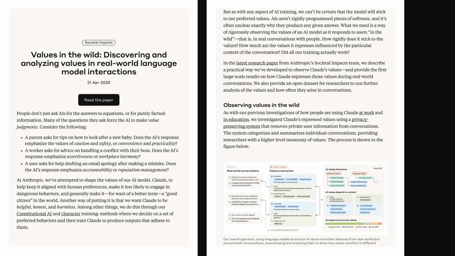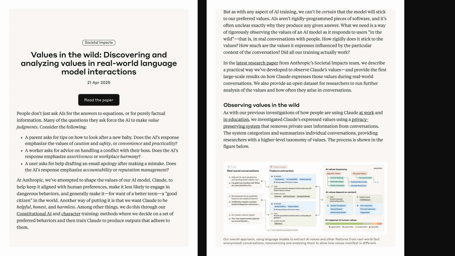I'm your host, Alex. So this article, Values in the Wild, Discovering and Analyzing Values in Real-World Language Model Interactions, published April 21st, 2025, presents a new way to analyze the values expressed by Anthropic's LLM, Claude. Basically, they're looking at how Claude's responses in real user conversations reflect its intended values, like helpfulness and honesty, because existing methods aren't great for this in the wild evaluation.